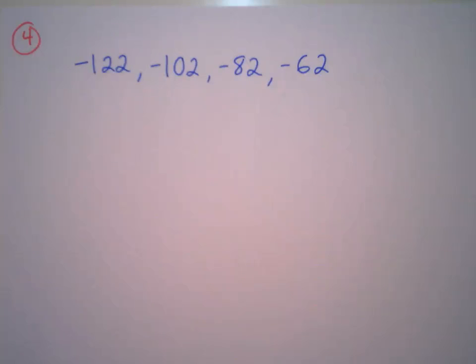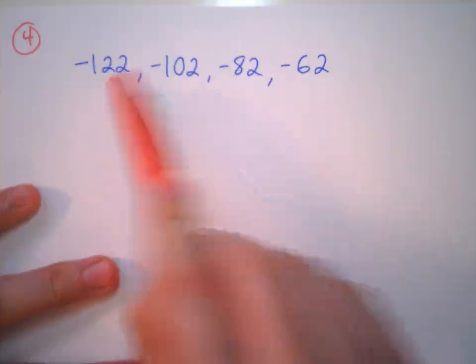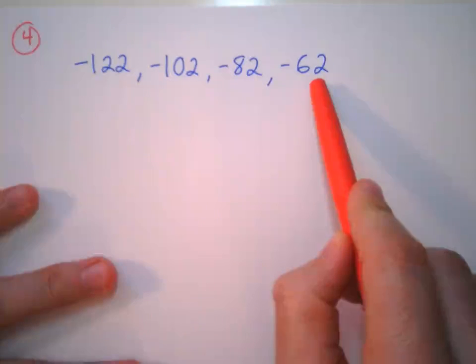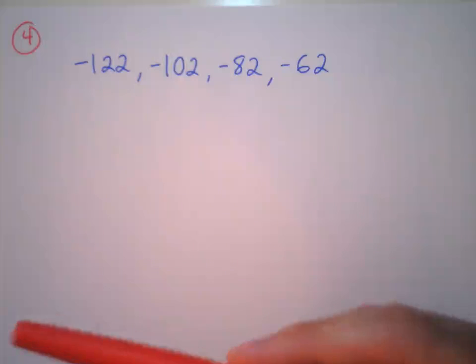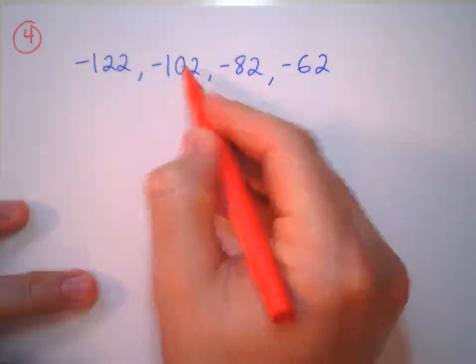Well, we're back here. We're going to look at number 4 on the quiz that you took. Number 4 says, what kind of sequence is this? And it had these numbers: negative 122, negative 102, negative 82, and negative 62. So what we need to test is, is it arithmetic, is it geometric, is it both, is it neither?